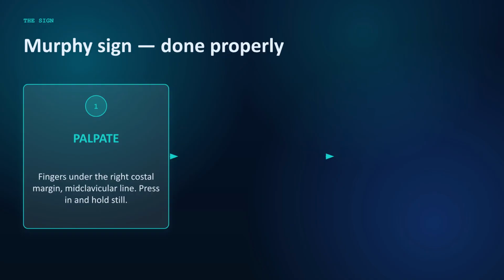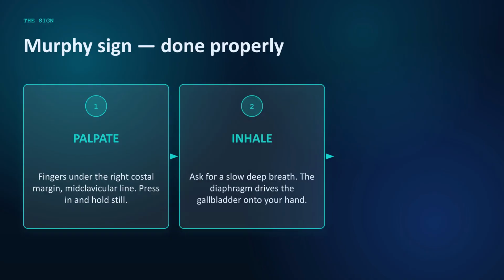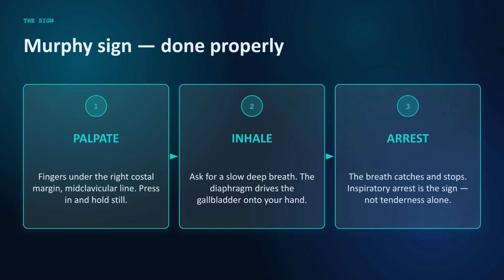Place your fingers under the right costal margin in the midclavicular line. Press in gently, and hold your hand still. Now ask the patient to take a slow, deep breath. The diaphragm pushes the liver and the inflamed gallbladder down onto your fingers. If the gallbladder is inflamed, the patient catches the breath and stops. That inspiratory arrest is the sign, not simply tenderness.